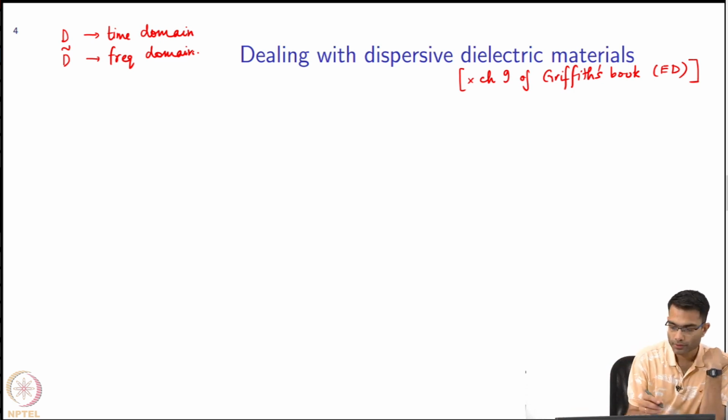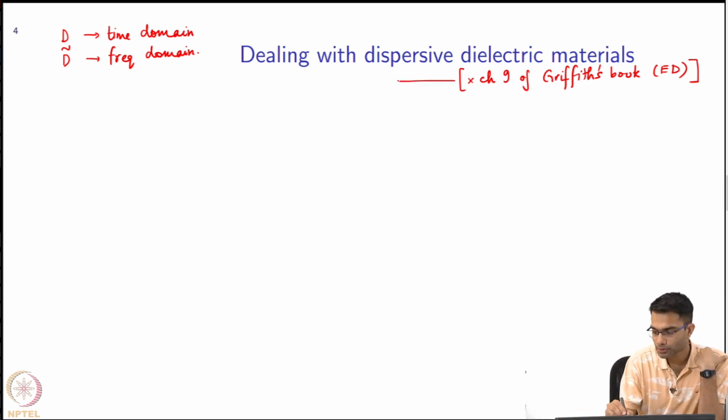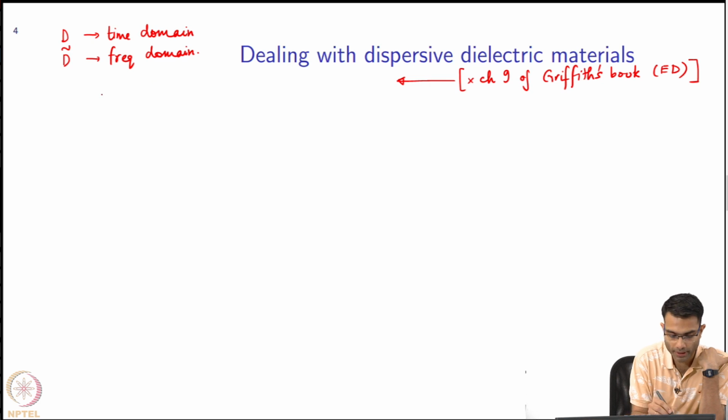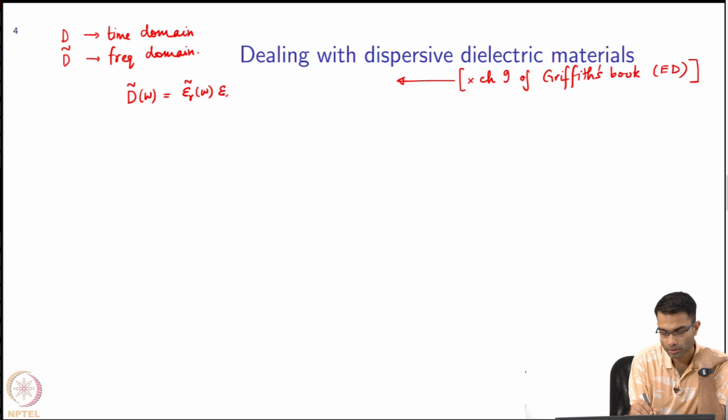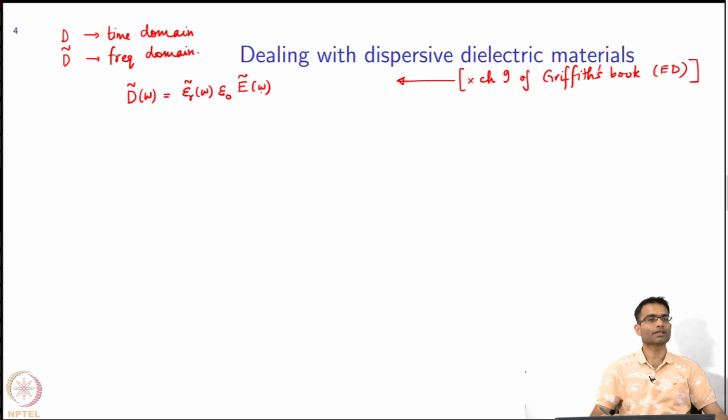Okay. So, as a conclusion of this discussion in Griffiths, what you get is that D tilde, as a function of omega, is actually epsilon r times epsilon naught, where epsilon naught is vacuum, right. So, this relation that we have been blindly writing every time, that D is equal to epsilon E, strictly speaking is true, but in the frequency domain, not in the time domain.